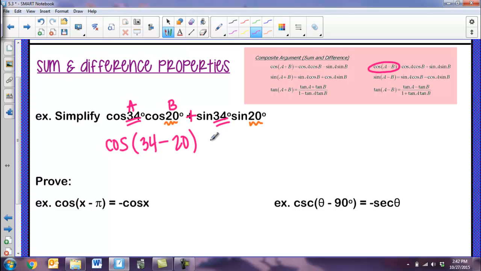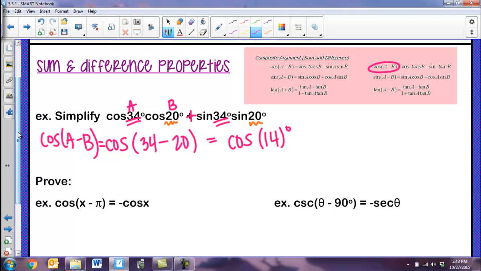And now I can just do some math here. So this is cosine of 34 minus 20, which is 14 degrees. Okay, so again, I said that this was the cosine of A minus B because I looked at my formula chart and I saw the one that had both cosines and then a plus sign in the middle was a minus.